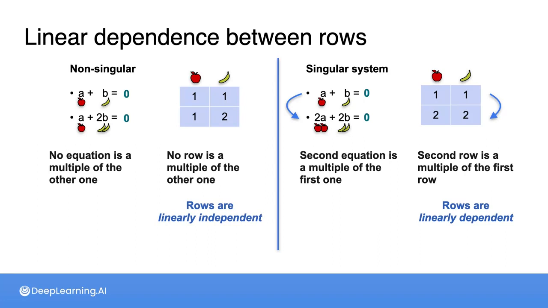As you may imagine, the same thing happens with columns and rows, so one can define these concepts of linear dependency between rows and between columns, and they determine the singularity and non-singularity of the matrix.